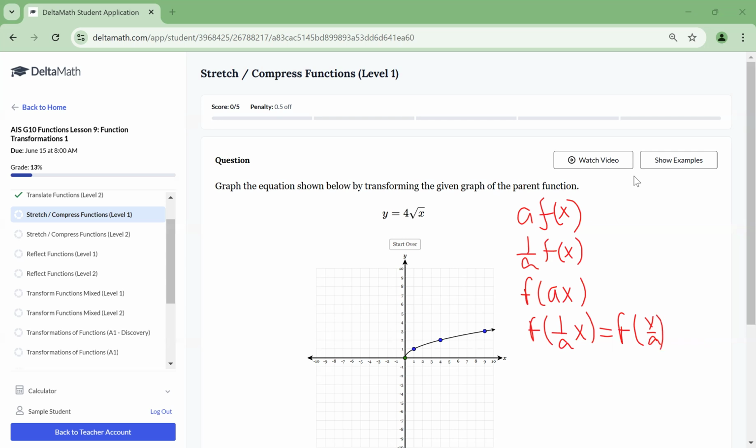So again, if the change is outside the bracket, this means vertical change. So we're affecting the y. So here we just multiply the y by a. So any y value becomes y times a. For 1 over a, it's the same thing. It's just y becomes y times 1 over a, which is the same as dividing y by a. And this is what we call a vertical stretch.